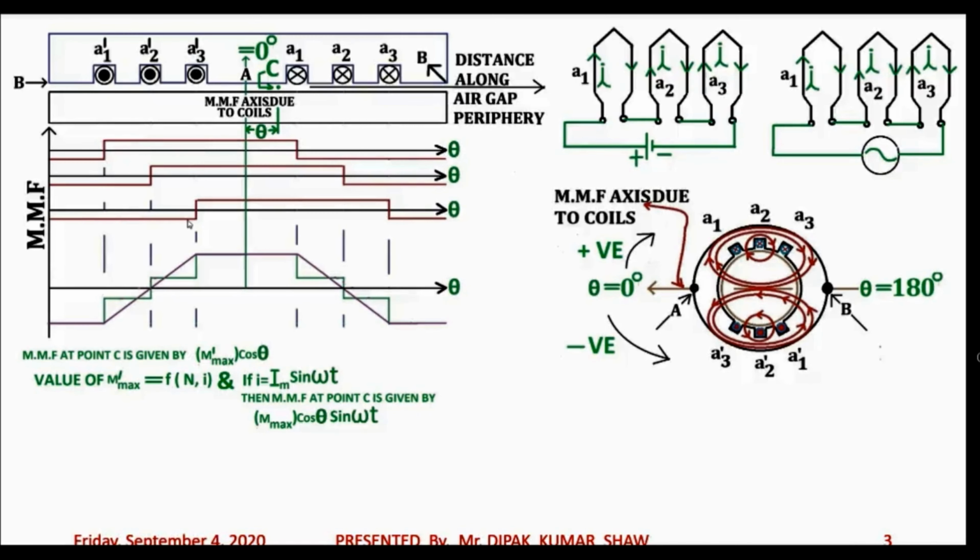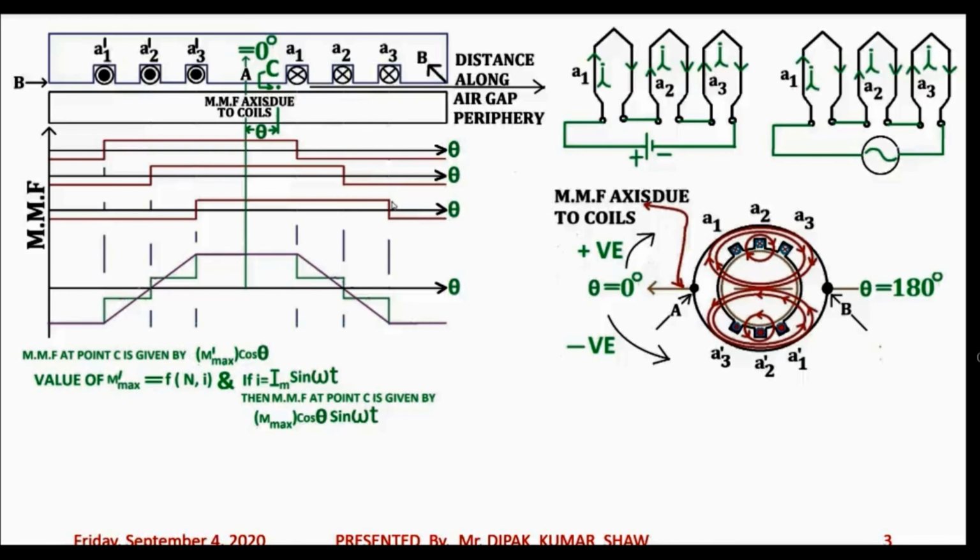Now in the third case, we make a similar assumption that only coil A3 A3 dash is carrying current, and the remaining two coils, A1 A1 dash and A2 A2 dash, are not carrying any current. In that case, please follow the mouse pointer, this is the MMF variation when coil A3 A3 dash is carrying current.